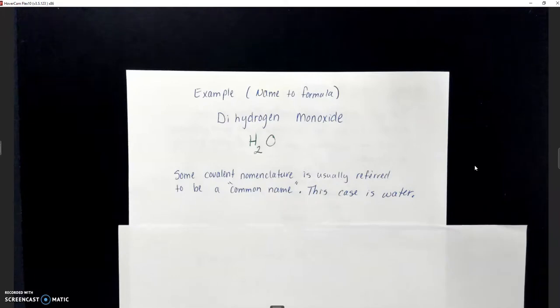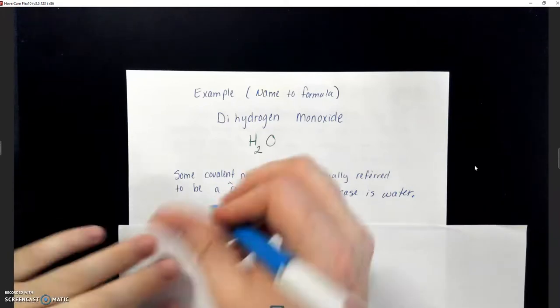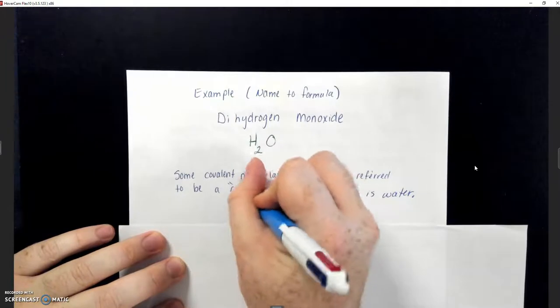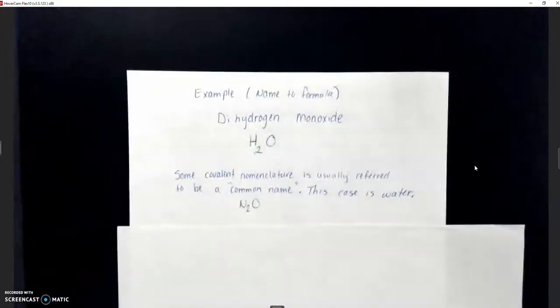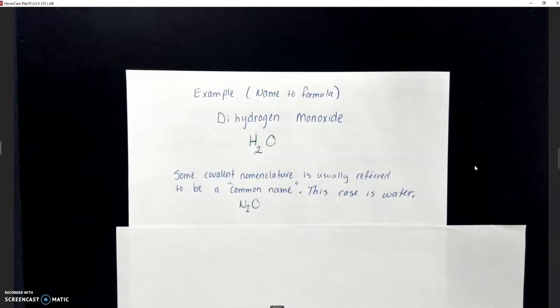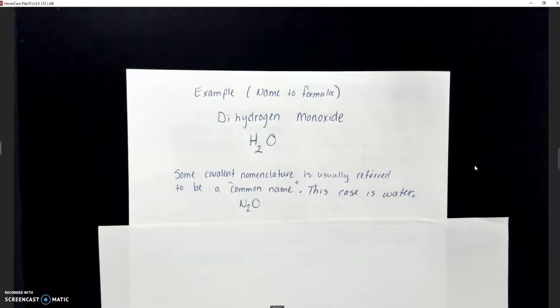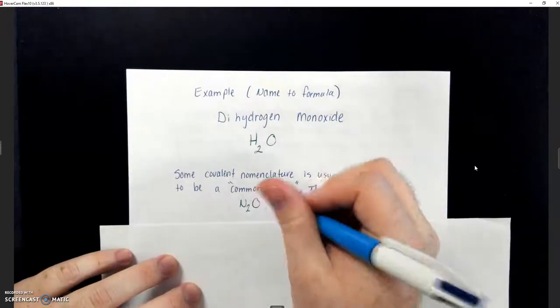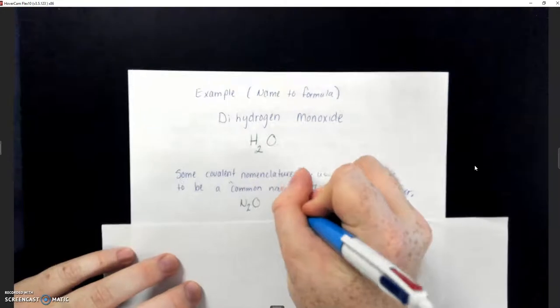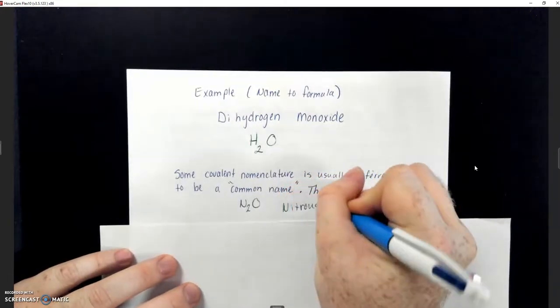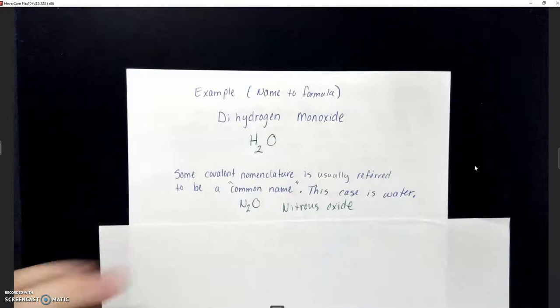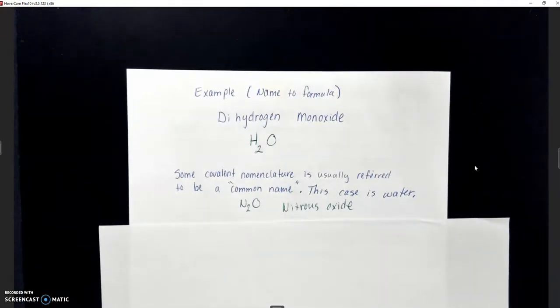Another example of referring to a covalent compound by its common name is dinitrogen monoxide. Okay, the same one that we had, I believe, on the other page. No, that was a different one. My apologies. Dinitrogen monoxide. Does anybody know what this is called? Dinitrogen monoxide is also known as nitrous oxide. That's the common name for it. This is the stuff they give you at the dentist to make you high as they're about to pull your teeth out.